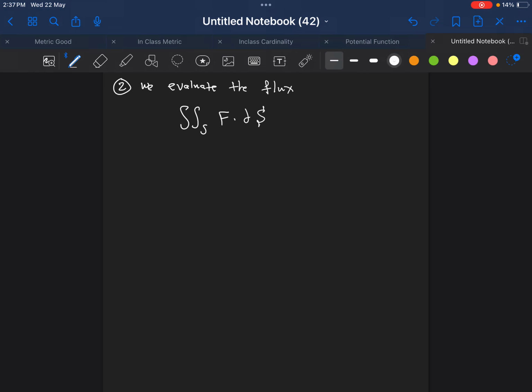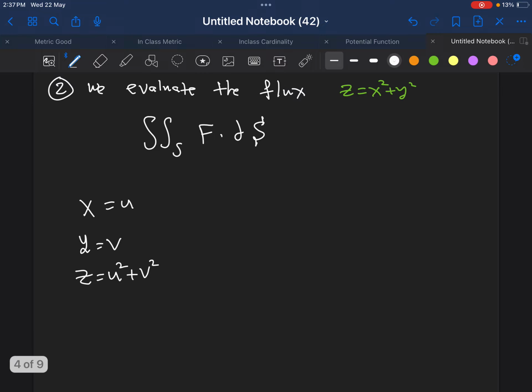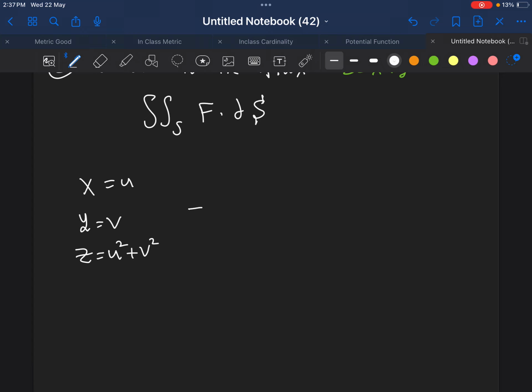Now, in order to find the flux, we need to find the parameterization of this surface. Since we have only one equation, z equals x squared plus y squared, one parameterization is to take x equal to u, y equal to v, and then z is u squared plus v squared. This is a very good parameterization that we can use.